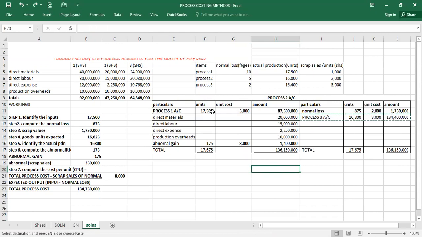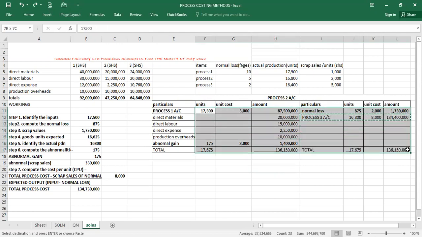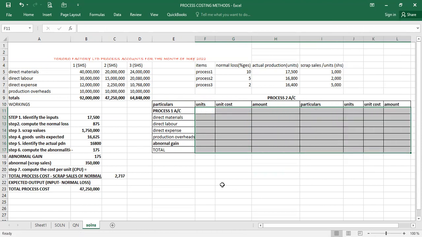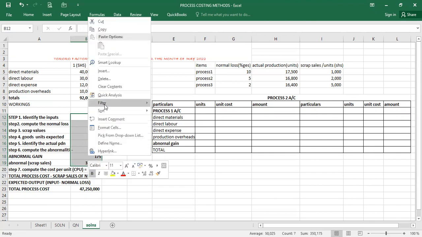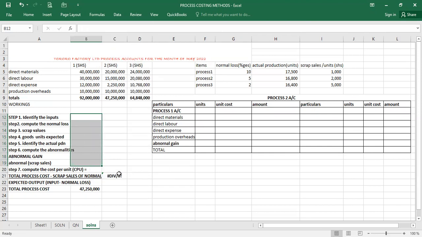We remove the information. Clear the content, and we also clear this. But remember, we shall need this information for the abnormal loss account and whatever. But those ones, I will just show you how to get them, because for them, they are very easy. You can get them very fast. They are very easy to do.